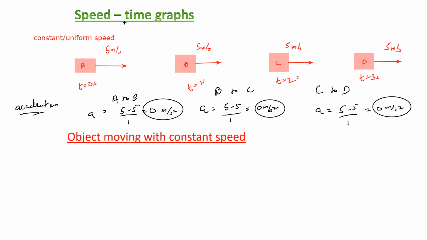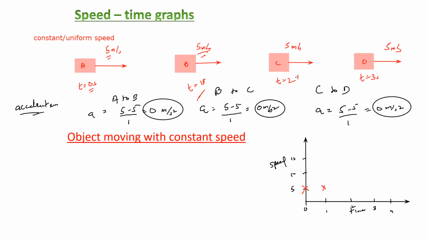So how do we sketch a graph, what will be the shape of the graph? On the x-axis we have time, on the y-axis we have speed, and the numbers are there, for example 5, 10, 15. In the beginning, at the start, when time is 0, what is the speed? 5. So when time is 0, speed is 5. When time is 1 second, what is the speed of the object? That is also 5.